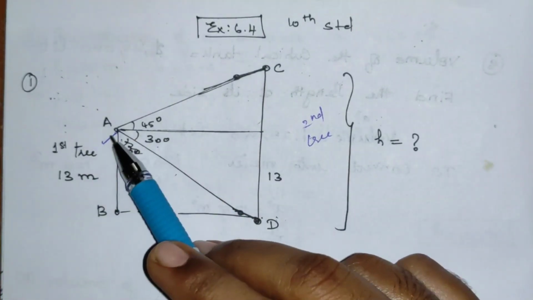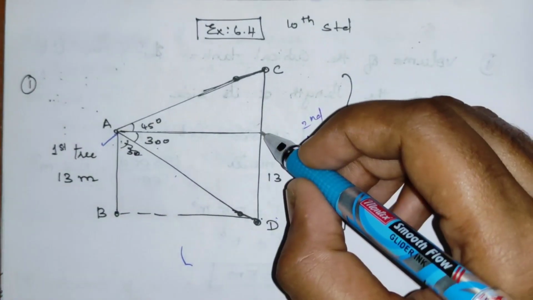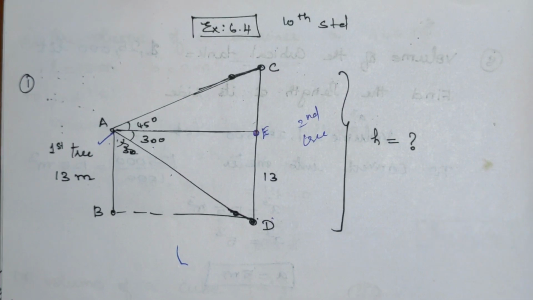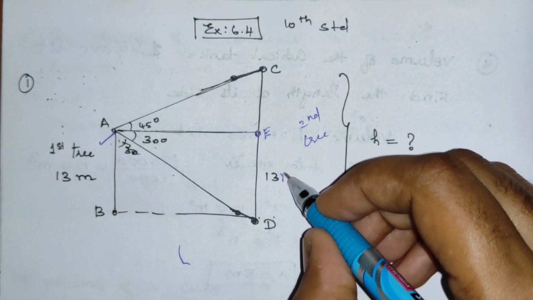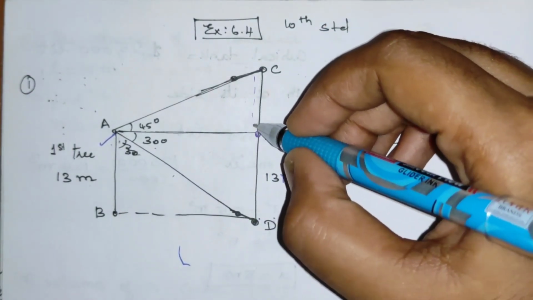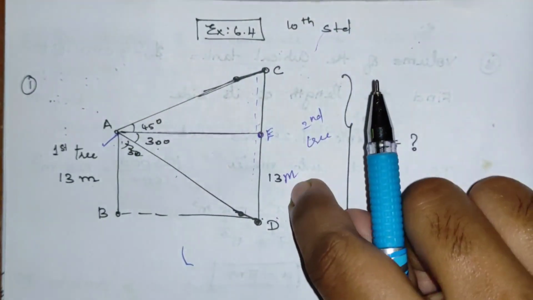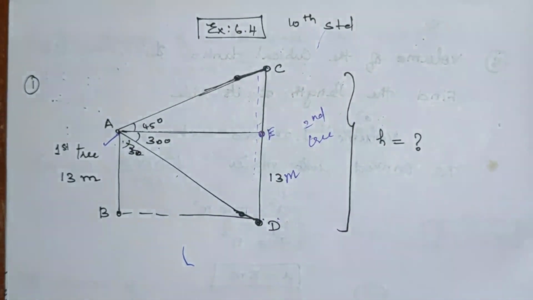So if AB is the first tree and it is 13 meter, then up to E, from D to E it will be 13 meter. We are asked to find the height of the second tree, the full height. So if you find CE, add 13 to that number and you will get the height of C and D.